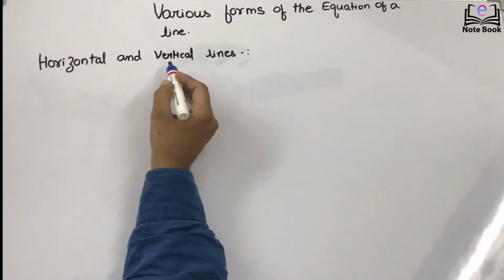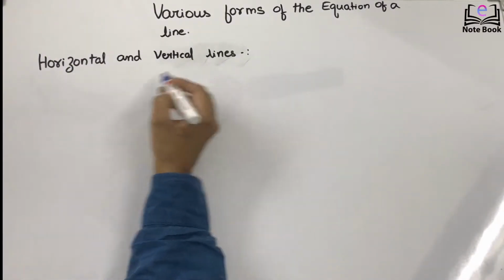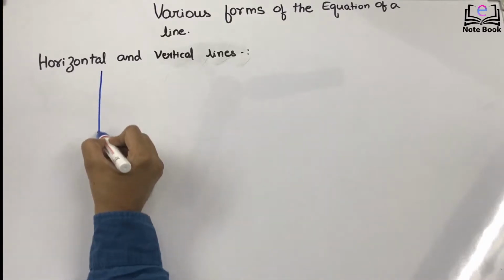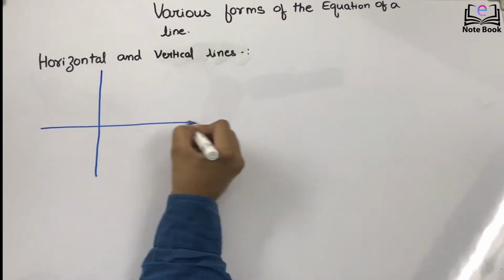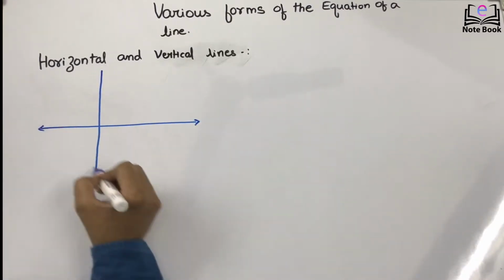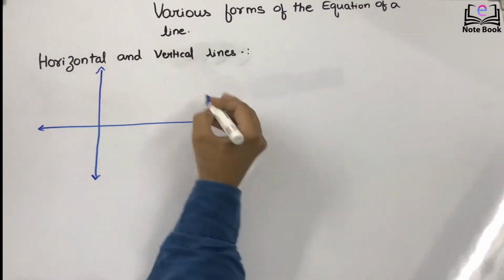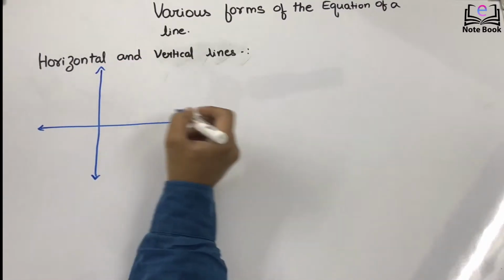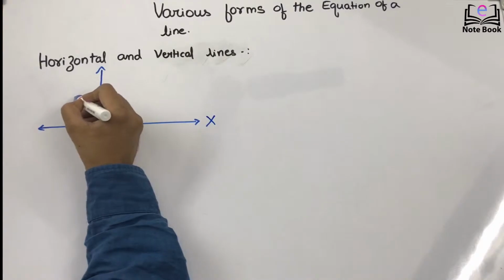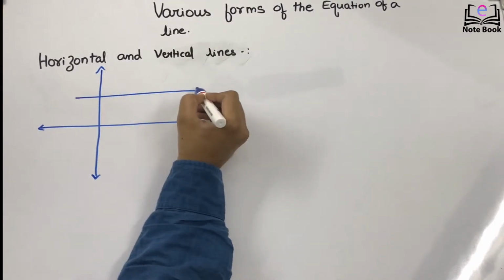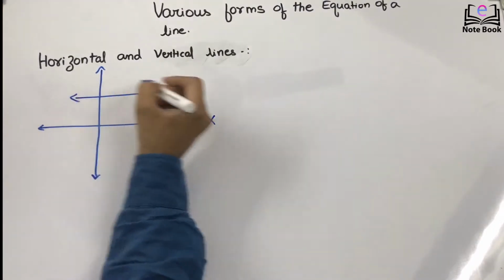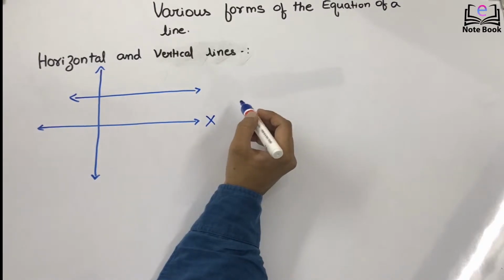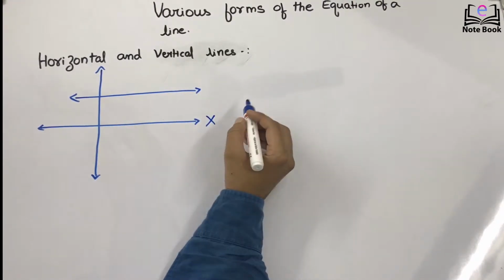We'll discuss horizontal and vertical lines. Now let's see a horizontal line. This is the XY axis. A line parallel to the x-axis. This is a horizontal line. Now what is the equation of this horizontal line?